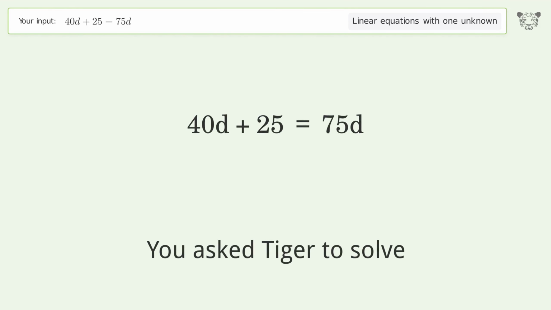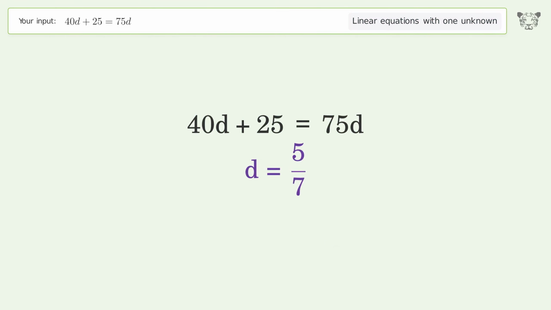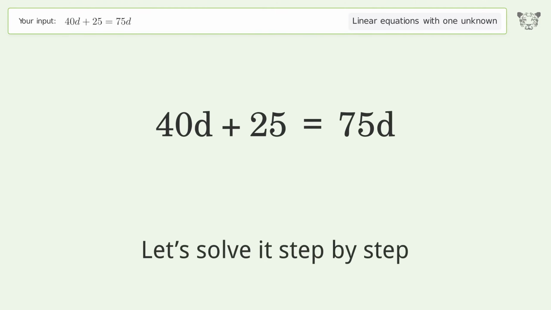You ask Tiger to solve. This deals with linear equations with one unknown. The final result is d equals 5/7. Let's solve it step by step.